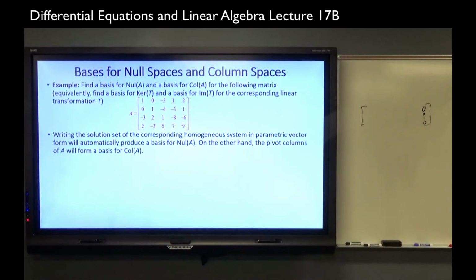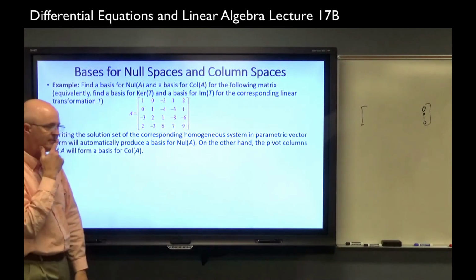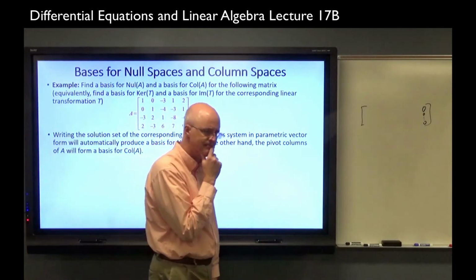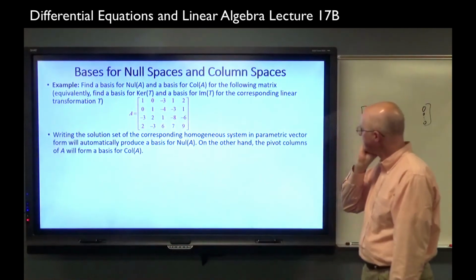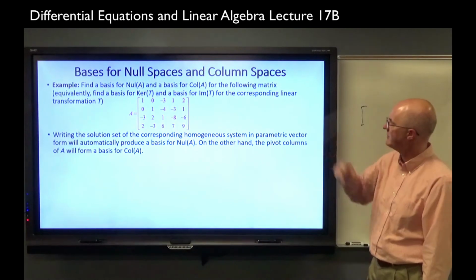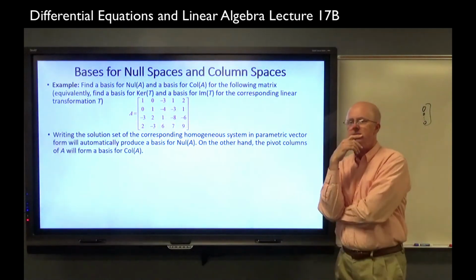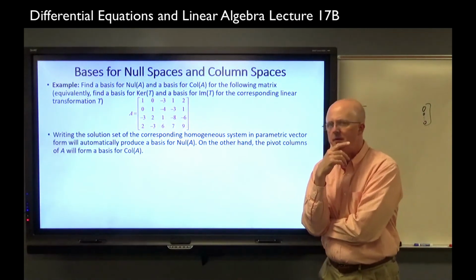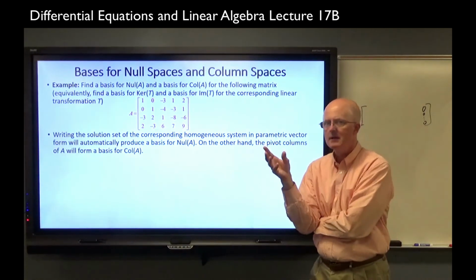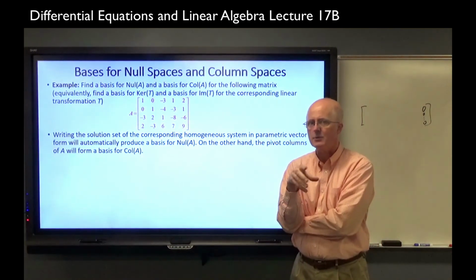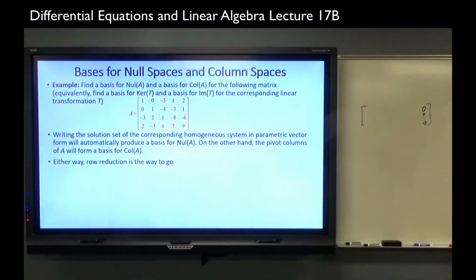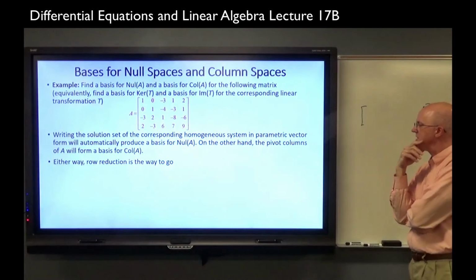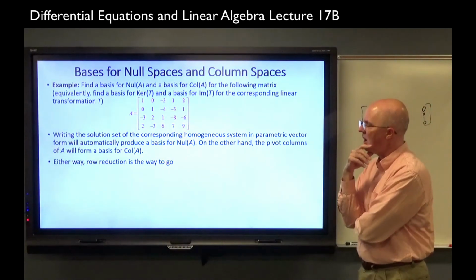Writing the solution set of the corresponding homogeneous system in parametric vector form will automatically produce a basis for the null space. I've got to explain that a little bit more. Furthermore, the pivot columns of the original matrix form a basis for the column space. What were pivot columns? They were columns of the matrix that correspond to leading ones in reduced row echelon form. Either way, doing row operations, doing row reductions is the way to go.